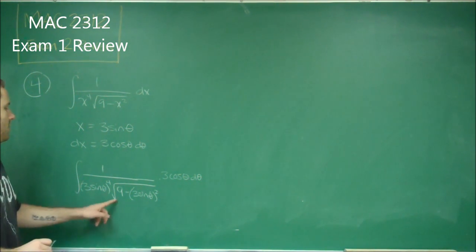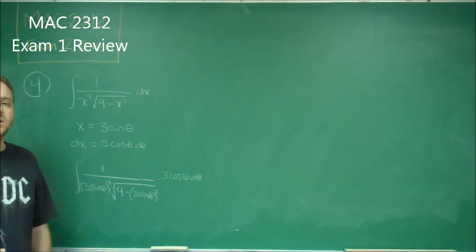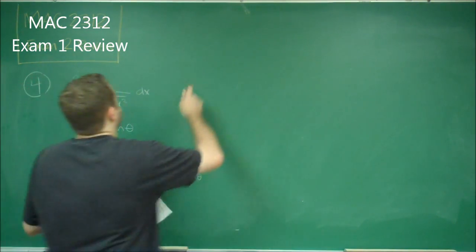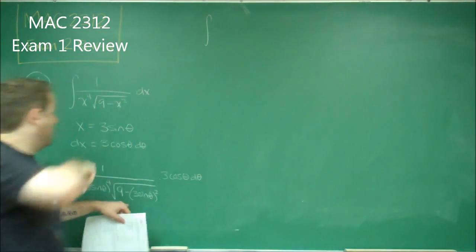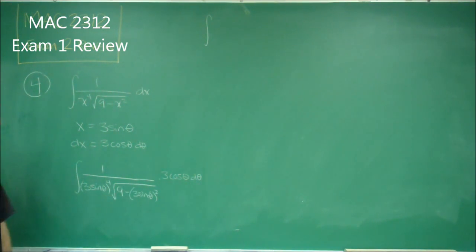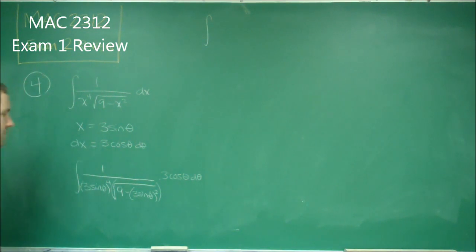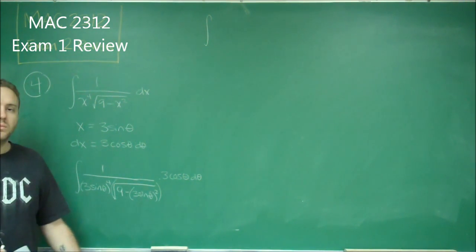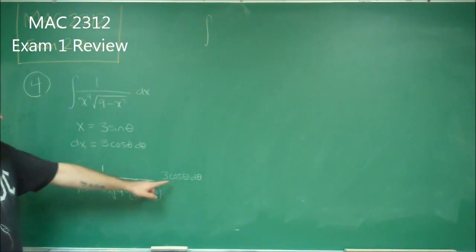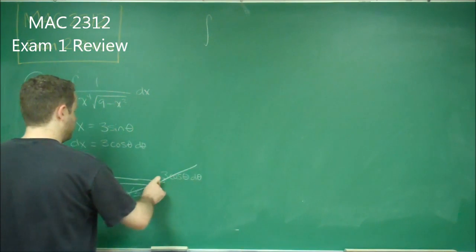Now, on the bottom, under the square root, we're going to get 9 minus 9 sine squared. Remember that you always end up factoring that out. And we'll be left with 1 minus sine squared, which is cosine squared. The square root of that is cosine. So this whole thing in parentheses, or that entire radical part, becomes 3 cosine theta. And that's exactly what we have right there. So this is all going to cancel out.